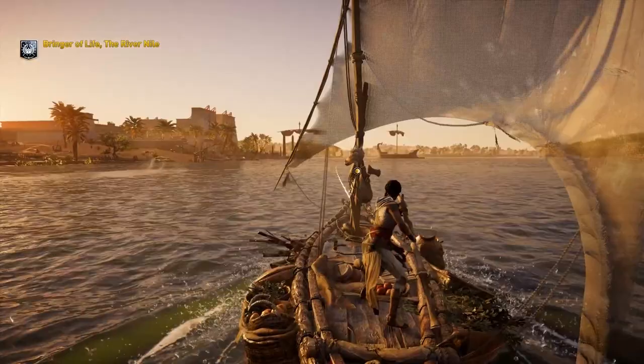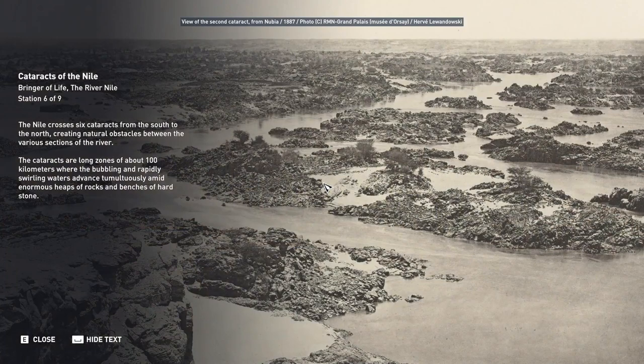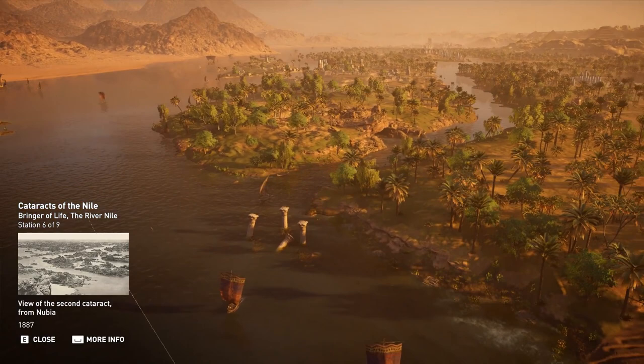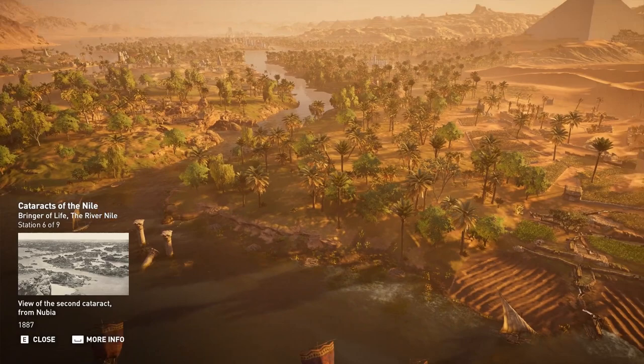The Nile crosses six cataracts from the south to the north, creating natural obstacles between the various sections of the river. The cataracts are long zones of about 100 kilometers where the bubbling and rapidly swirling waters advance tumultuously amid enormous heaps of rocks and benches of hard stone.